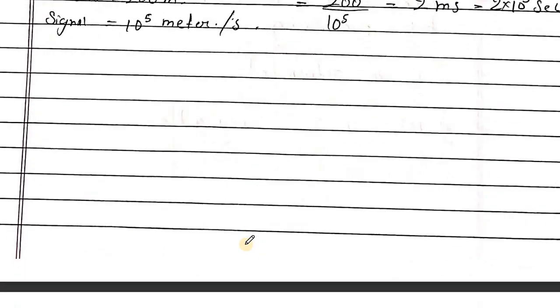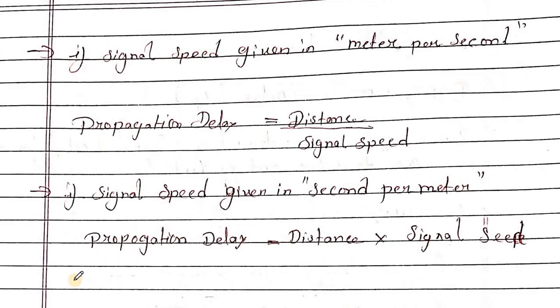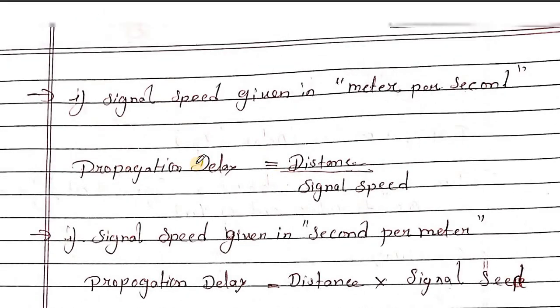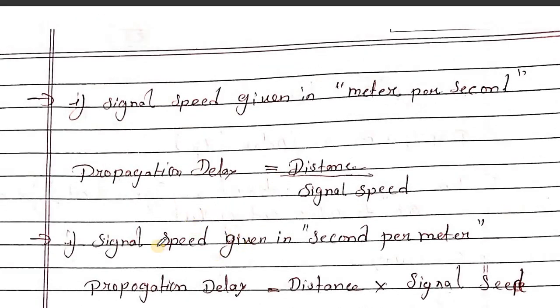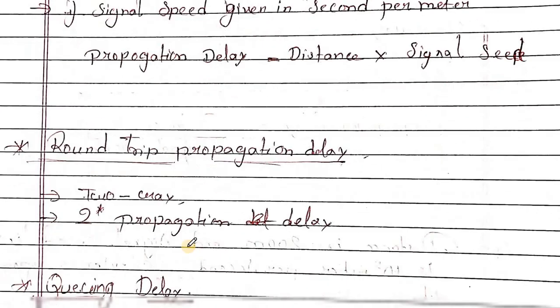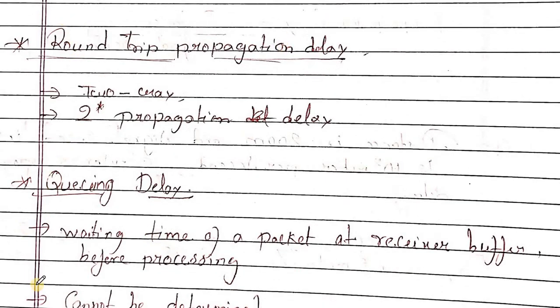Here is a question to find the propagation delay. The formula for propagation delay is distance divided by the signal speed at which the signal travels in the channel. The speed will be given in meters per second. Now, round trip propagation delay. Round trip propagation delay means a two-way trip, 2 times the propagation delay, transmitting the packets to the receiver and back.